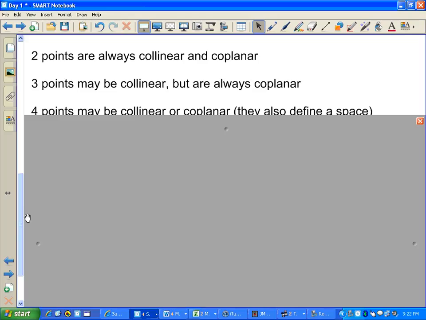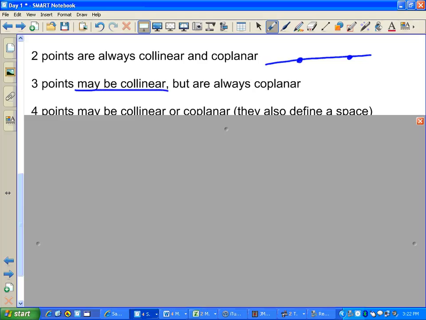So 2 points are always collinear and coplanar. If I have 2 points, I can make a line with them. And they'll always be on the same plane because they only have 1 dimension. Planes have 2, so that means they're going to be contained on the plane together.